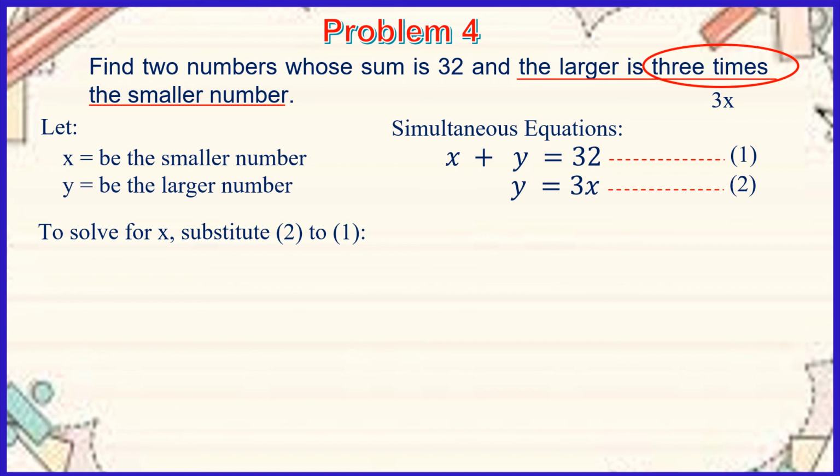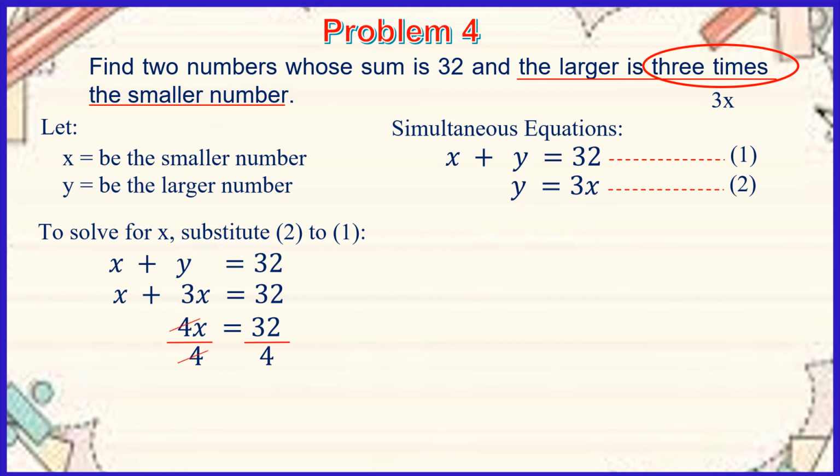And now we are going to solve for x. We need to substitute equation 2 to equation 1. First, we copy equation 1, x plus y is equal to 32. Then substitute your y, which is equal to 3x. So x plus 3x is equal to 32. Adding x plus 3x, it would be equal to what? Correct. It would be equal to 4x. Then 4x is equal to 32. What number must be divided to both sides of the equation to solve for x? Correct. It would be 4. So dividing both sides by 4, we are going to cancel 4. It will become 1. So x would be equal to 8. Because 32 divided by 4 is 8.